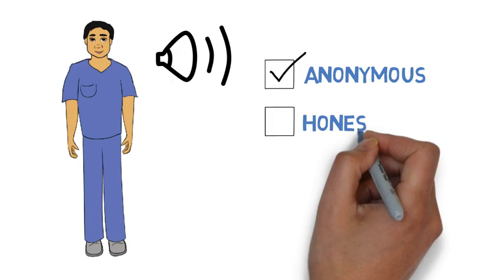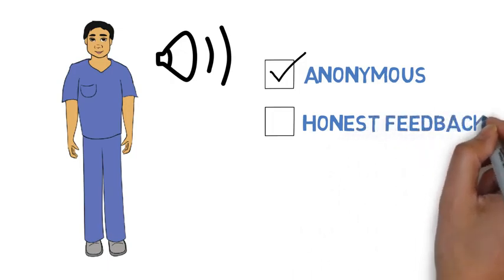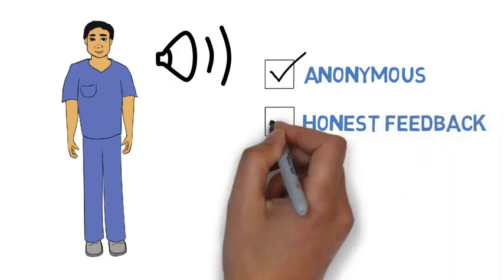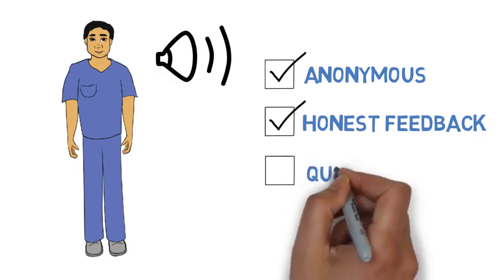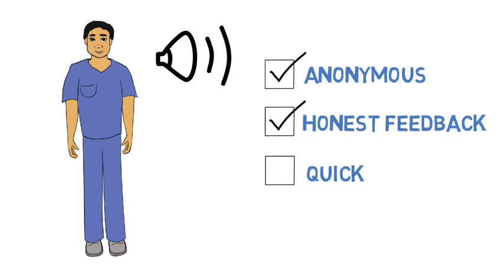They should be honest in their responses. The survey results are only useful when employees feel empowered to be truthful in their answers. And the survey is quick. It should take about 10 minutes to complete, but additional time should be given if needed.